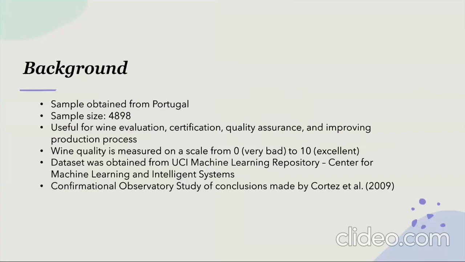So first, we're going to briefly go over the background of our study. This sample was obtained from Portugal. It has a sample size of 4,898 and is useful for wine evaluation, certification, quality assurance, and improving production process. The wine quality is measured on a scale from 0 to 10, 0 being very bad to 10 being excellent. This dataset was obtained from UCI Machine Learning Repository, Center for Machine Learning and Intelligent Systems. It is a confirmatory observational study of conclusions made by Cortez et al. 2009.